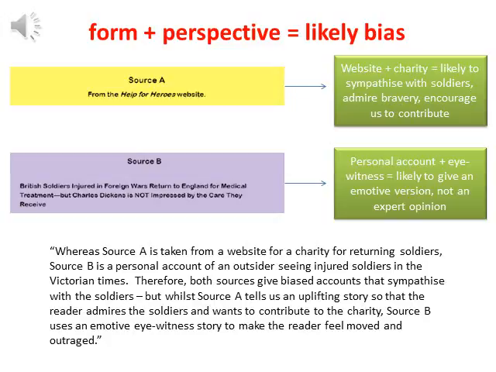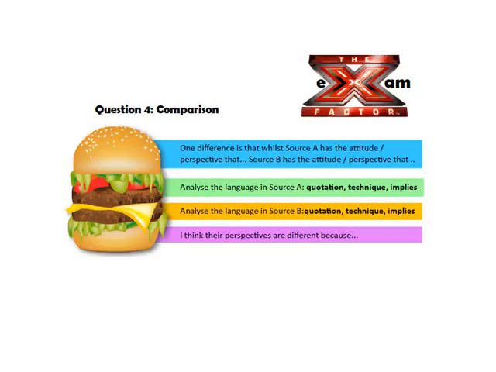So I've said what the form is at the beginning. I've talked about the bias, and I've also tried to identify why they might be different. The charity is likely to be uplifting, the personal account is likely to be very emotive.